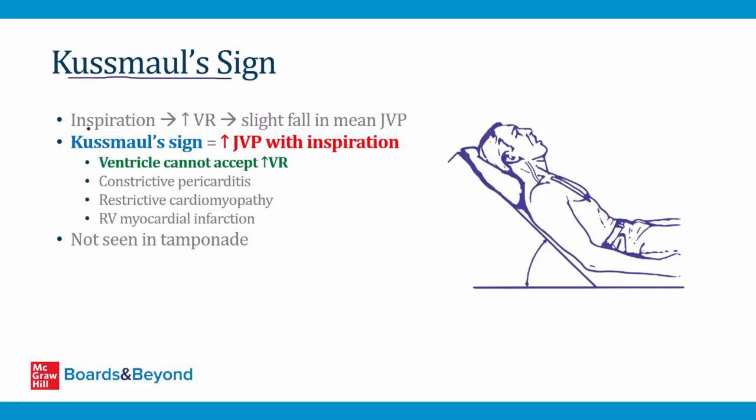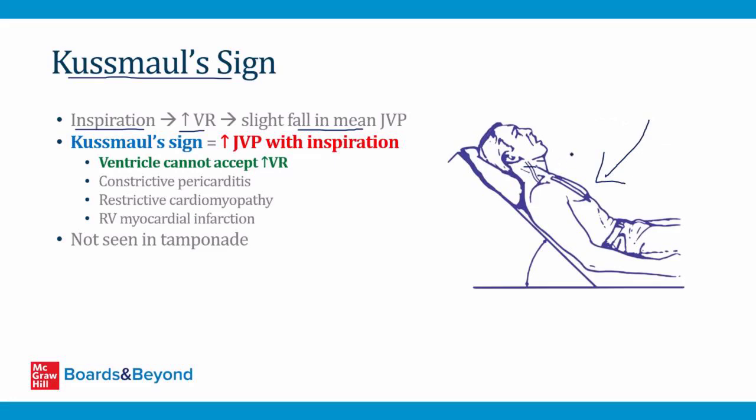So I mentioned earlier how during normal, quiet breathing, when you inspire or draw in a breath of air, there's a slight increase to the venous return to the heart. This leads to a slight fall in the mean jugular venous pressure because blood is leaving the venous system and going into the ventricles and the heart. And in the videos on heart failure, I talk about how you can place the patient in this position and look at the neck veins to measure or estimate the jugular venous pressure.